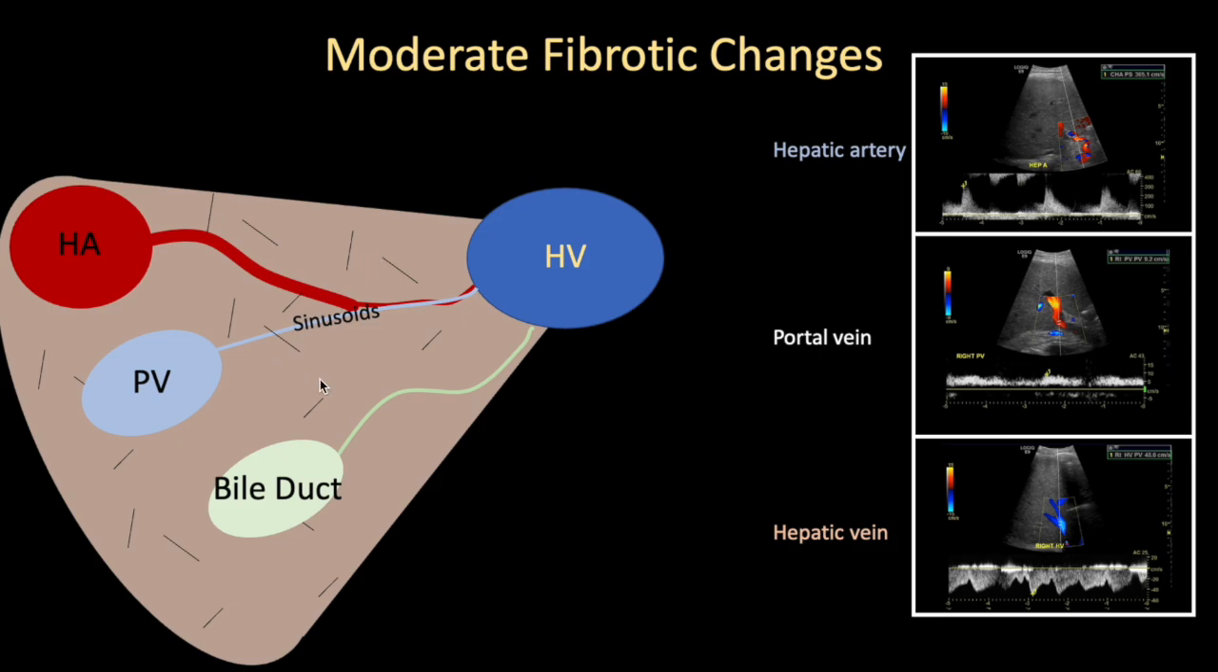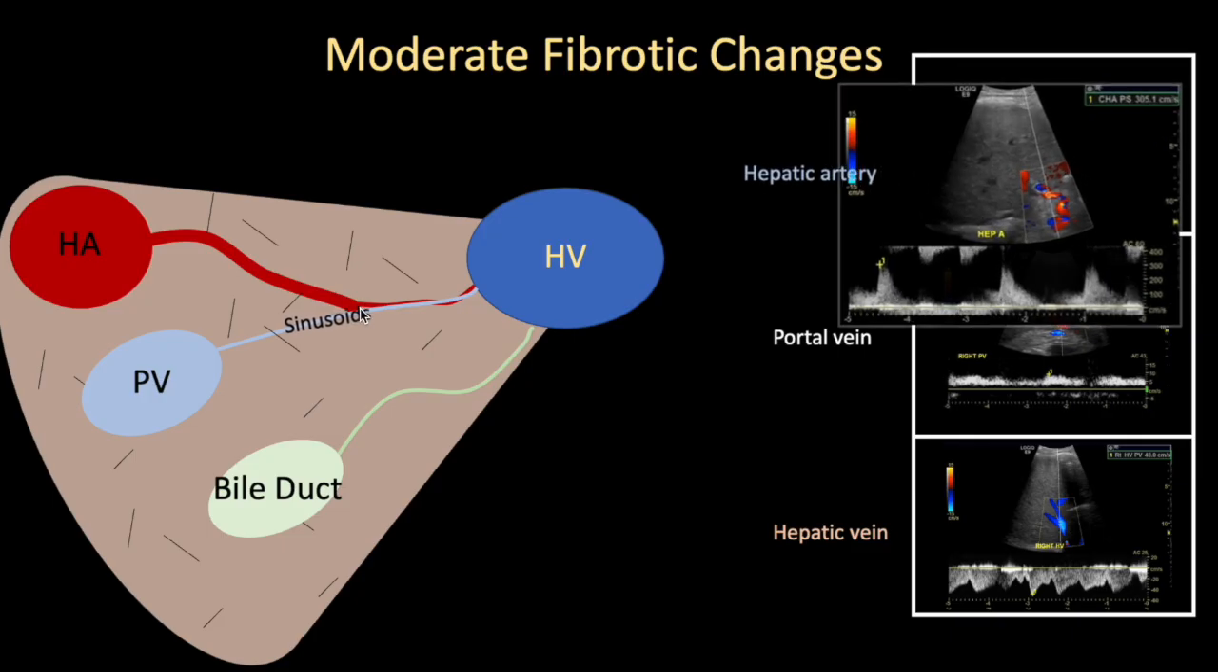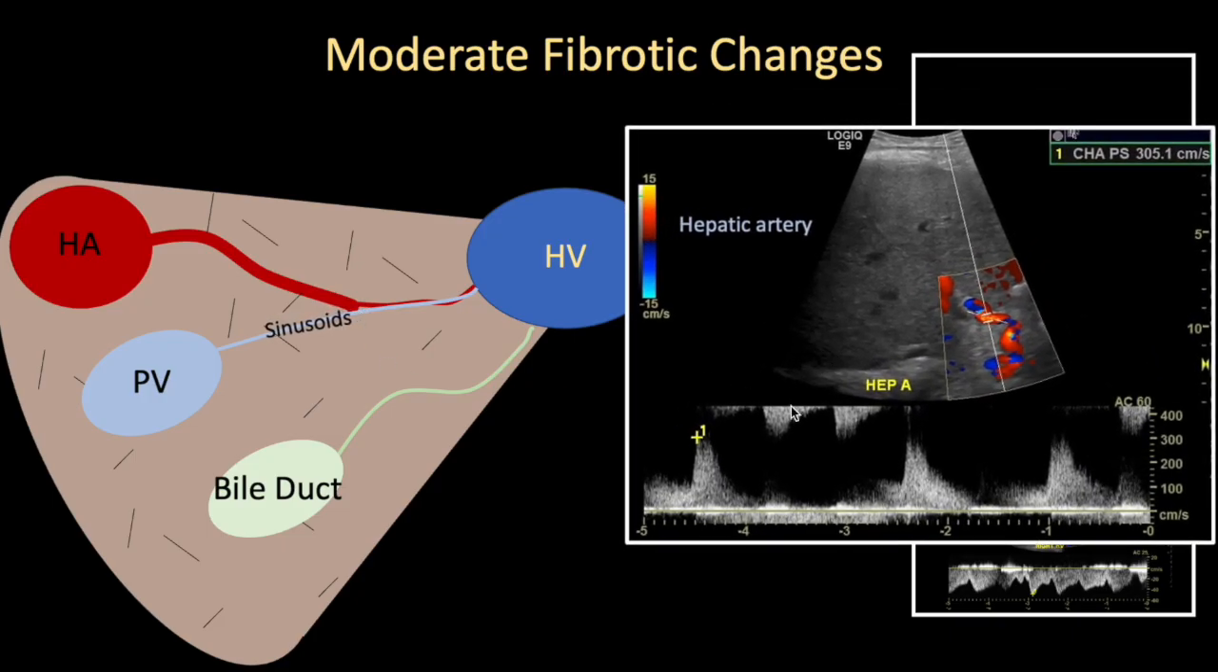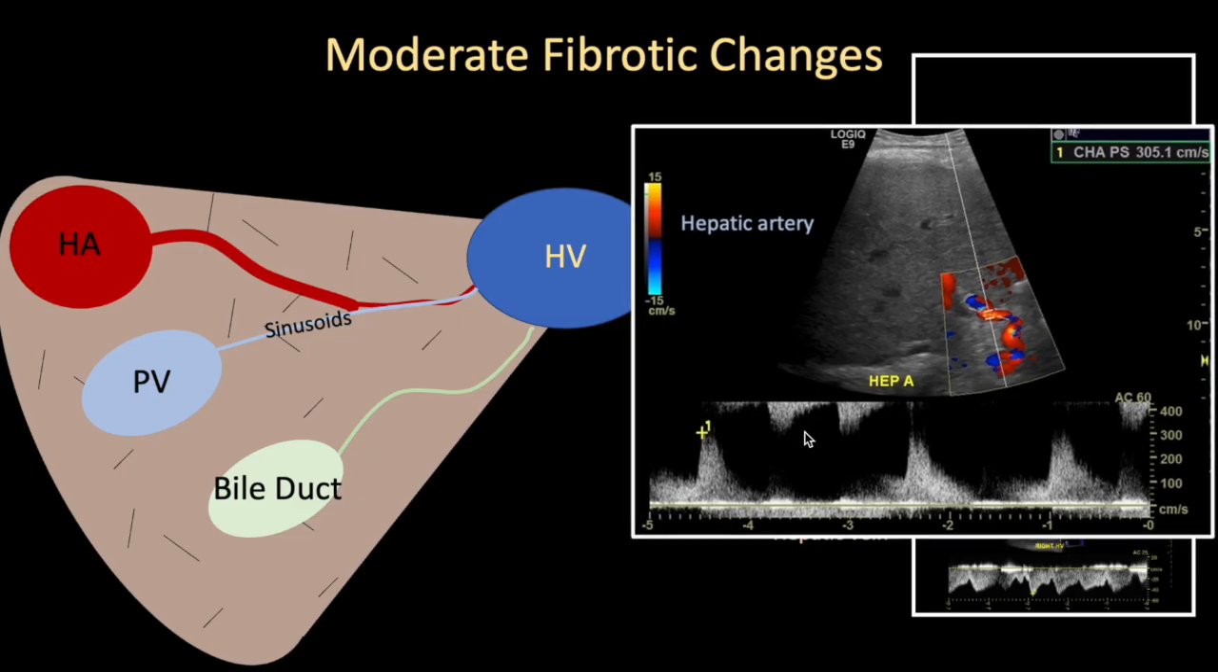As the fibrosis increases, the amount of flow that comes through the portal vein eventually becomes decreased, and your hepatic artery starts to take over the perfusion of the liver. And so what you can see within the hepatic artery is you can actually see velocity increases. In this particular case here, the velocity was up to 305 centimeters per second. Normally, it's going to be less than 100 centimeters per second.